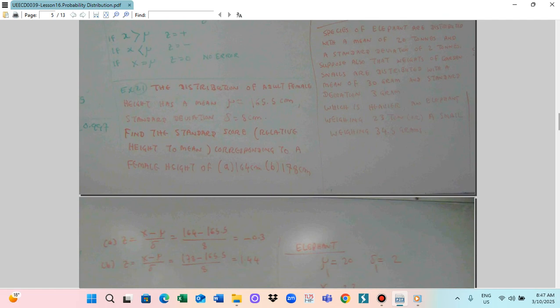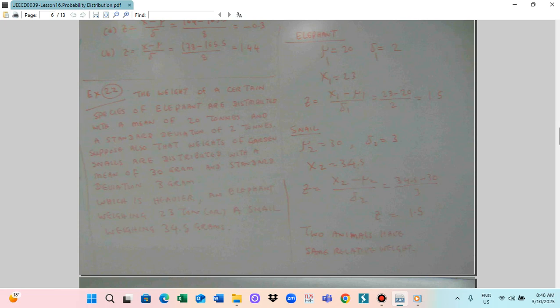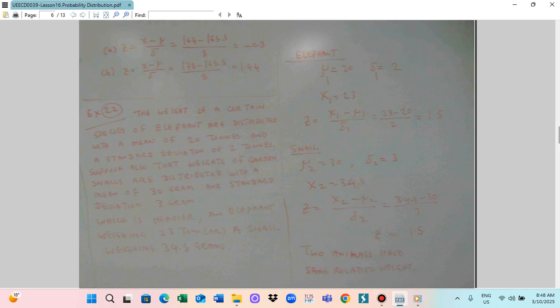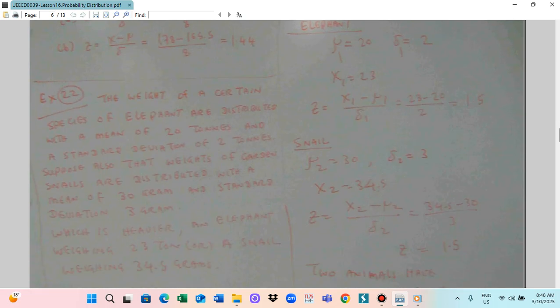So mean mu is equal to 20 and standard deviation delta is equal to 2. So this is mu 1 is 20, delta 1 is 2. In this case we have to see that the elephant weight is at 23 times. So this H1 is at 23 times.